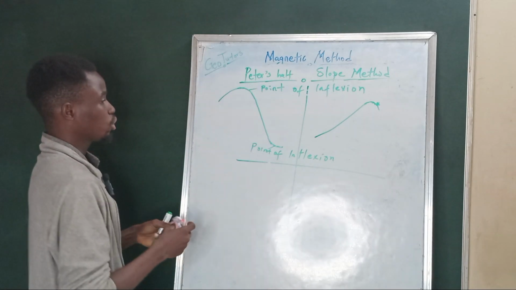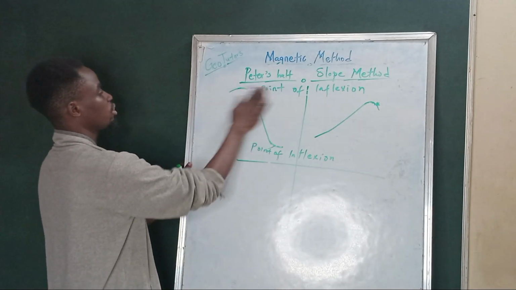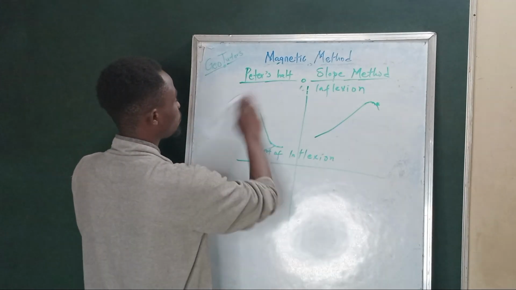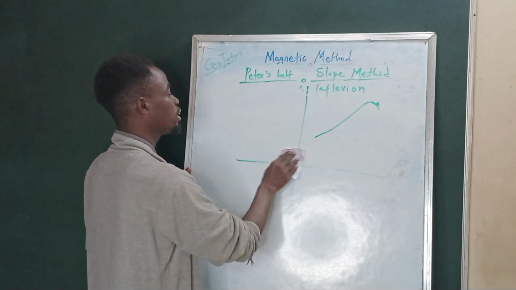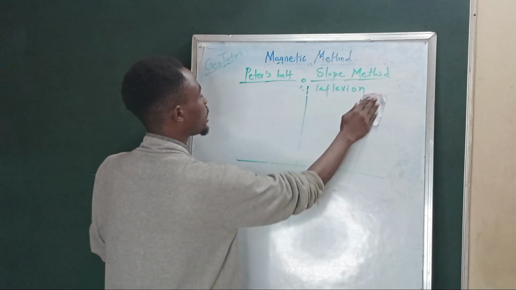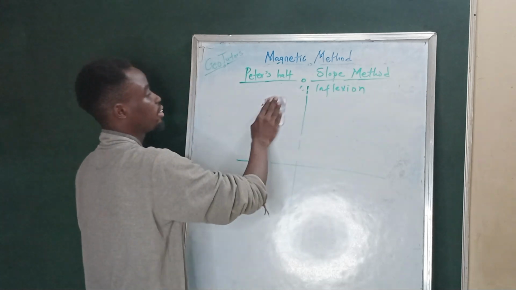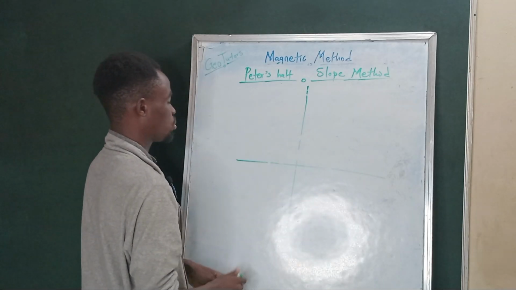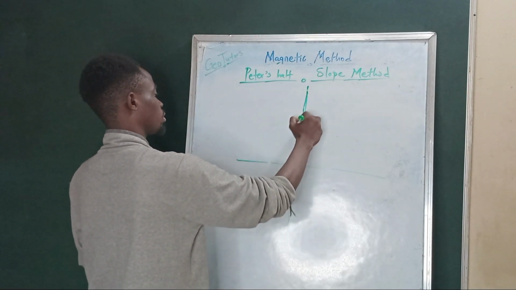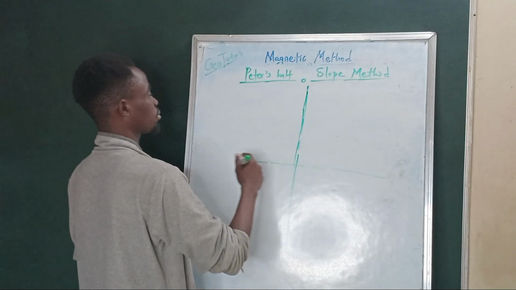Good. So let's apply our slope method. As the name of it is a slope, I'm going to draw a tangent at the point of inflection. I'm going to draw two parallel tangent lines at two inflections. Let's just imagine you have something like this.